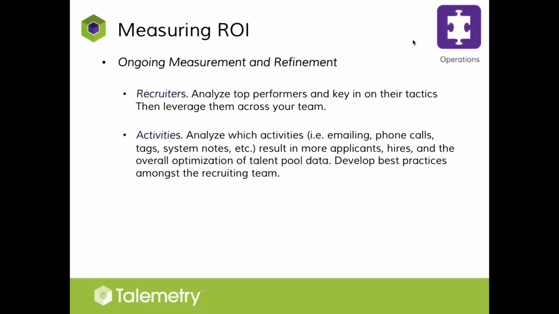Which activities are producing more applicants, right? Is it emailing people, right? Is it phone calling, right? What types of activities do people take inside the system that generate more response and greater applicant flow? And again, this is the ongoing measurement. This is where you prove the assumptions you made, and a good recruitment marketing system will give you these metrics.